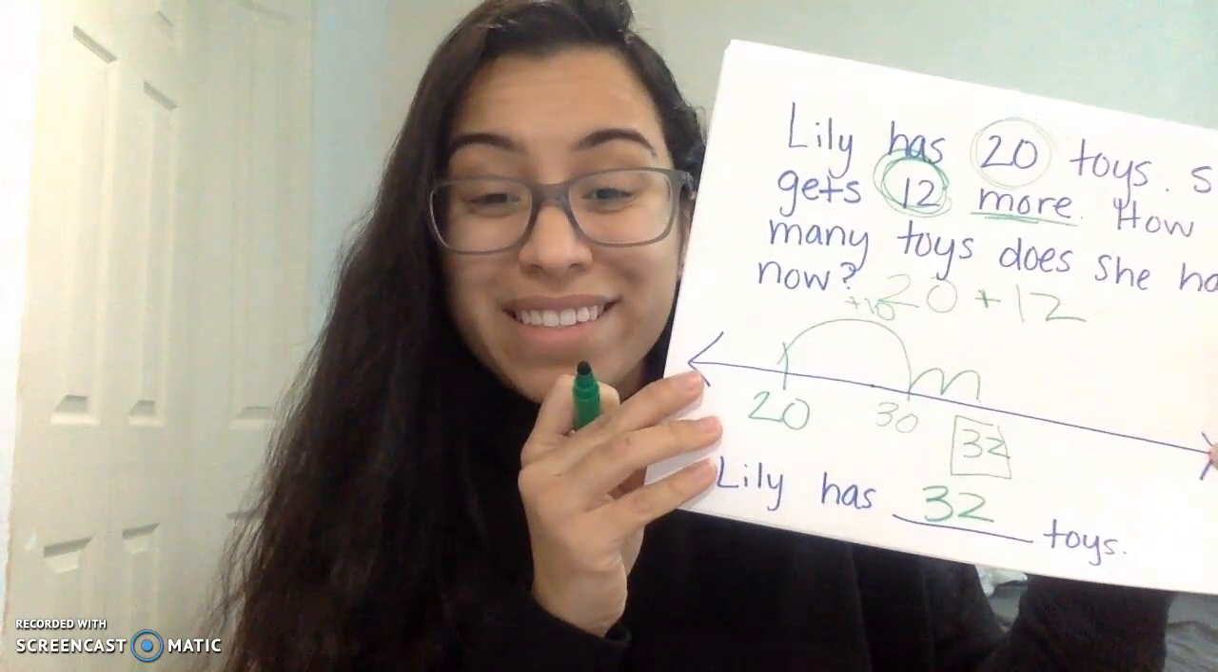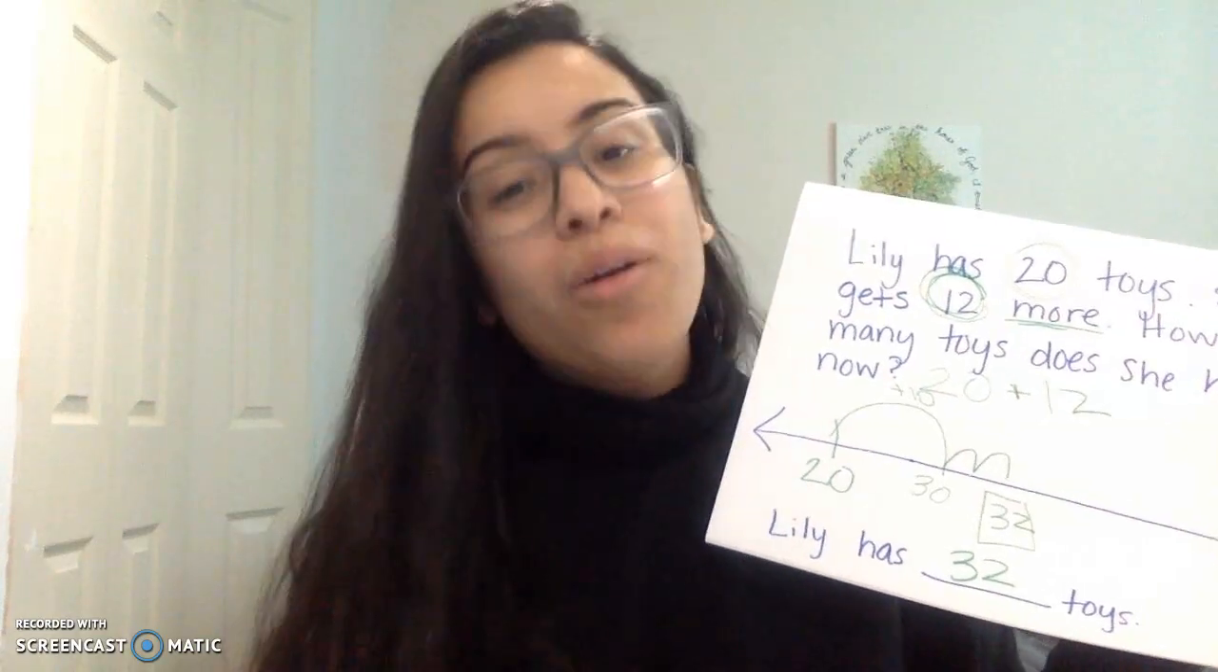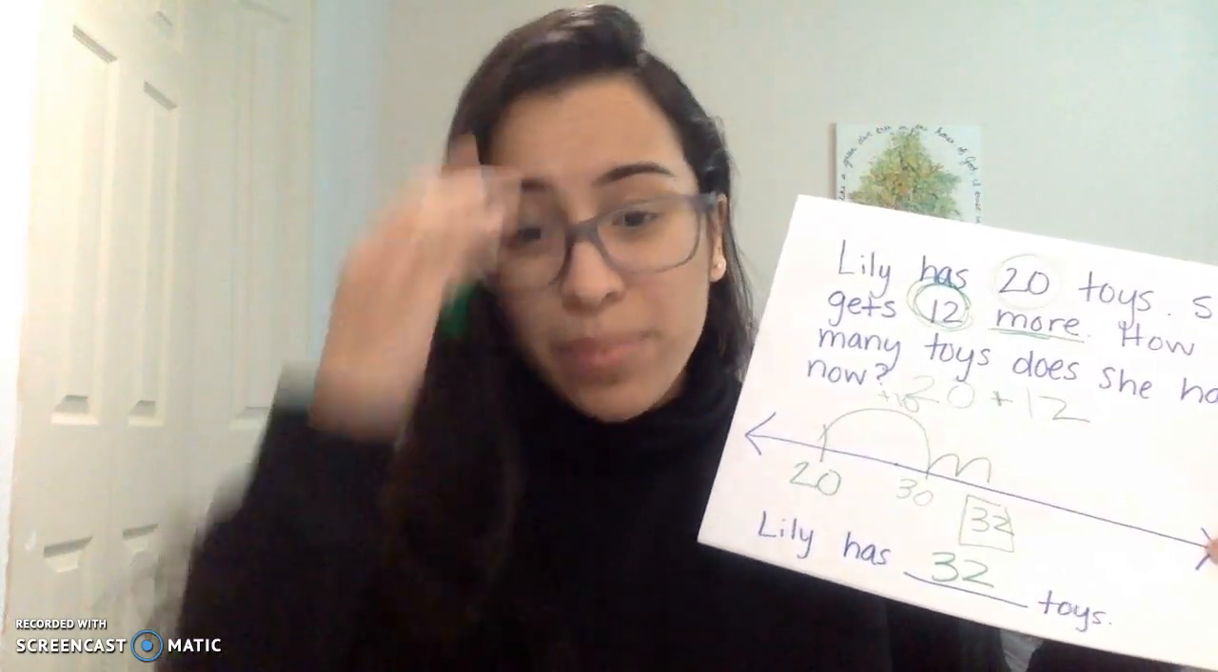32 toys. So you guys can use your scribble tool to show your jumps, and you can type in your answer, or you can show your work on a separate sheet of paper.